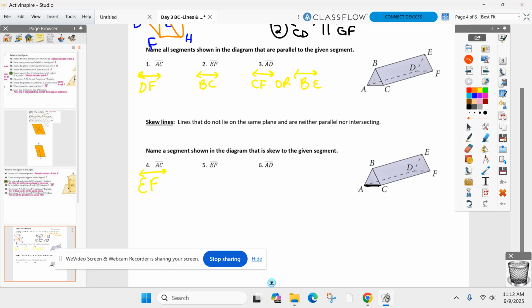Are there other options? If I called on somebody else, was somebody else going to give me another option? Because I have something else written down on my notes here. What were you going to tell me there, Natalie? DE. I have DE too. Yeah, DE works. Okay, everyone good?